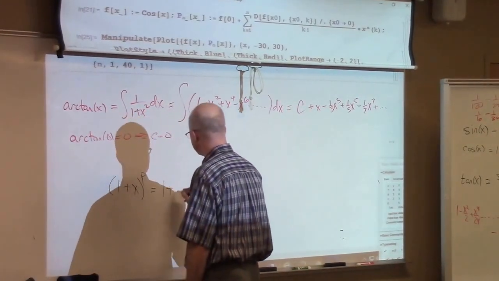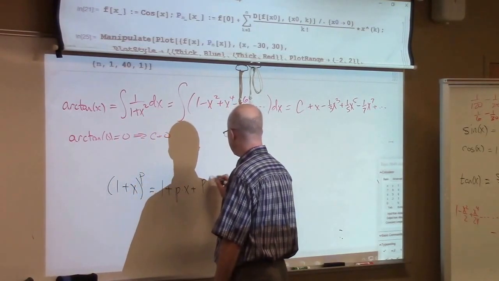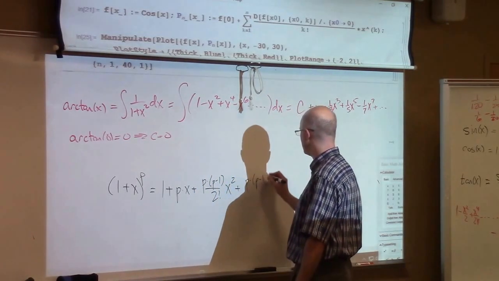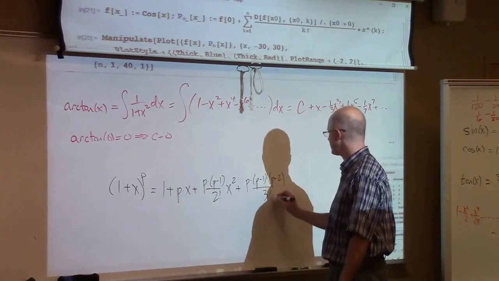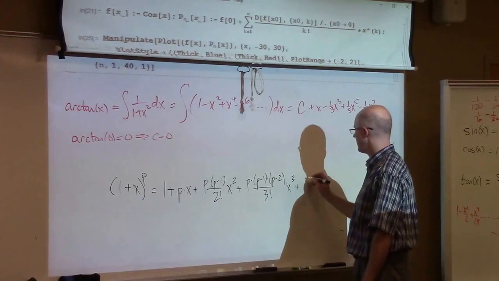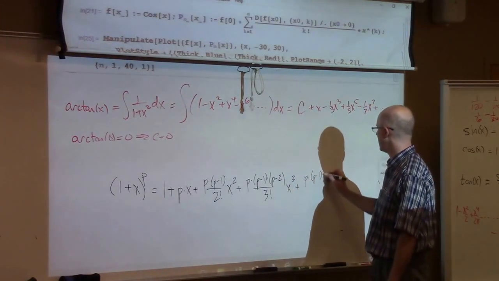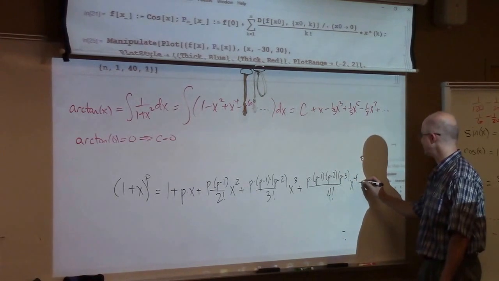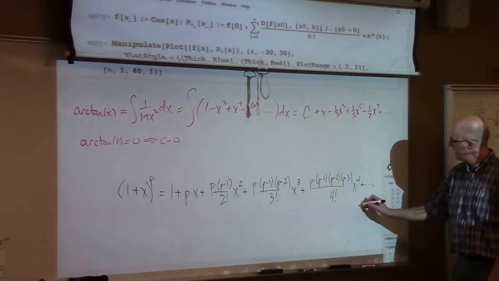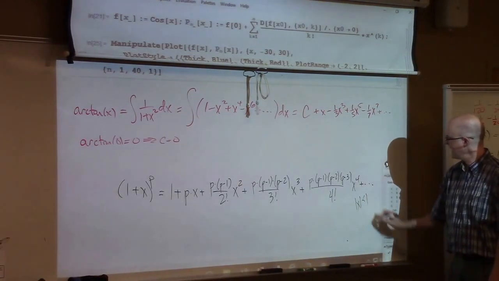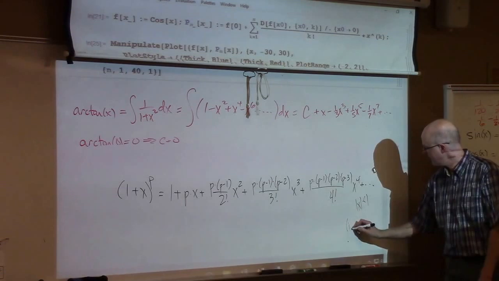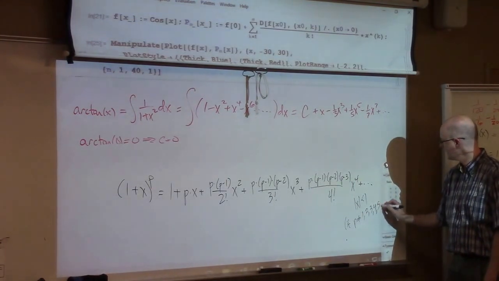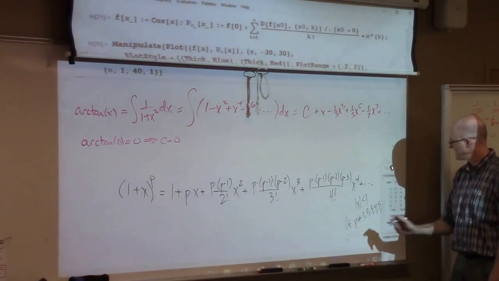This equals 1 plus p times x plus p times p minus 1 over 2 factorial times x squared plus p times p minus 1 times p minus 2 over 3 factorial times x cubed, plus I'll write one more non-zero term here, p times p minus 1 times p minus 2 times p minus 3 over 4 factorial times x to the 4th, etc. This converges when the absolute value of x is less than 1 if p is not equal to some positive integer, 1, 2, 3, 4, 5, 6, etc. Or 0 for that matter.